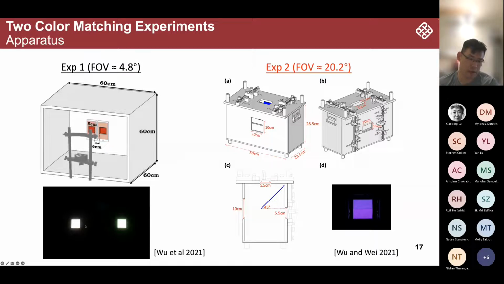And because of such a setup, the 2 stimuli are not next to each other. So it actually created a little bit of a problem when the observers were doing the color match. And for this setup, the field of view of each display was pretty small, only 4.8 degrees, which is not very similar to the real conditions.